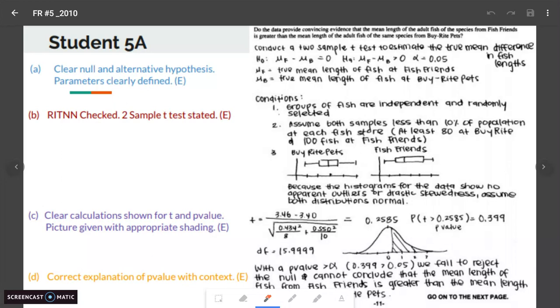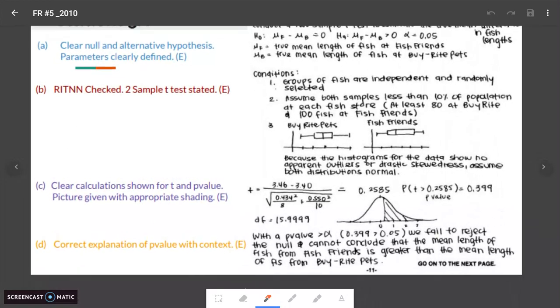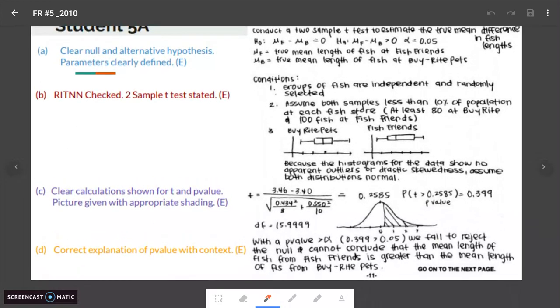Okay. Then for part C, our third step, we have a clear use of the formula. We get t, we get our p-value, we have a picture with the shading, and then our explanation's great. With a p-value greater than alpha, we fail to reject the null, cannot conclude that the mean length of the fish from Fish Friends is greater than the mean length of fish from Byrite. Okay, so that's a perfect example right there. There are a few things I would change with the conditions, but other than that, great work.